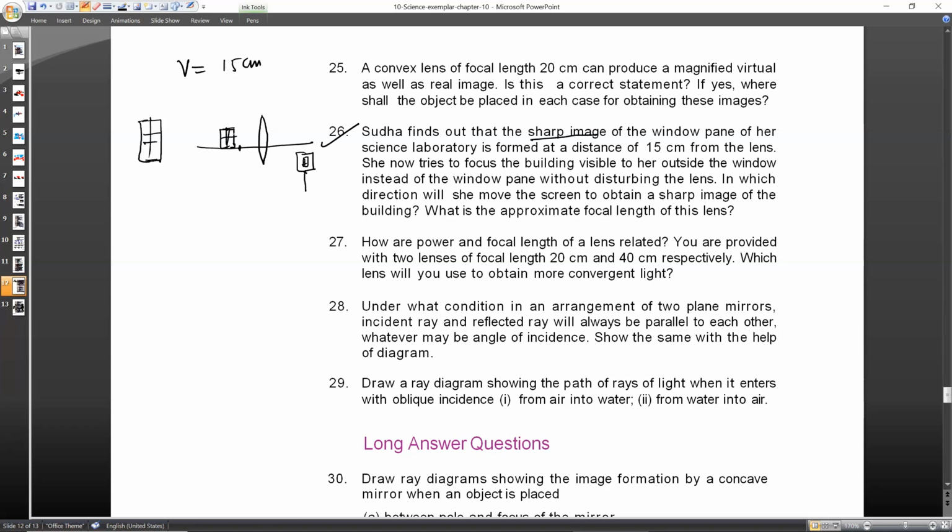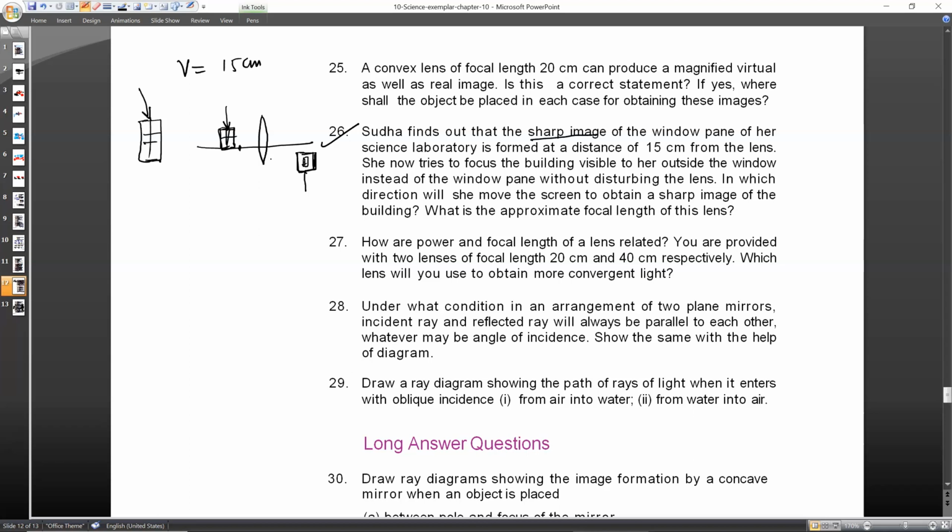So when she was targeting the object which is closer, the screen will be away from the lens, because the object is closer, then the image will form away from the lens. But when she is targeting a distant object, it is beyond R, then the image will be between R and F. Or we can simply say that if the object is going away, then the screen will come closer to the lens.